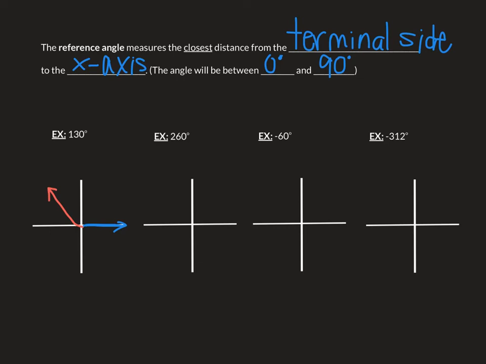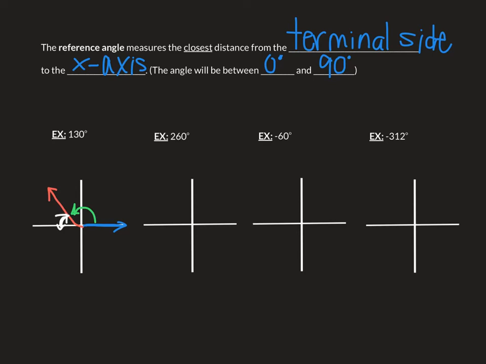Okay. Now, I know that positive 130 is this angle here. My reference angle is the angle to the closest x-axis. Well, this is my x-axis right here. So which part of the angle is actually closest to the x-axis? Well, it's not this green angle that I've already drawn. The part that's closest to the x-axis is this part right here. Okay, well, how big is that?